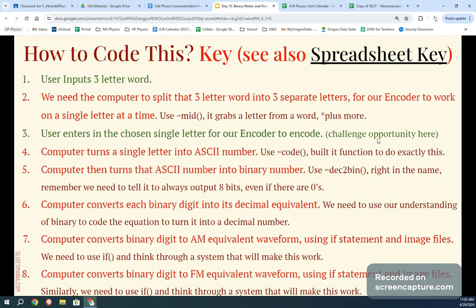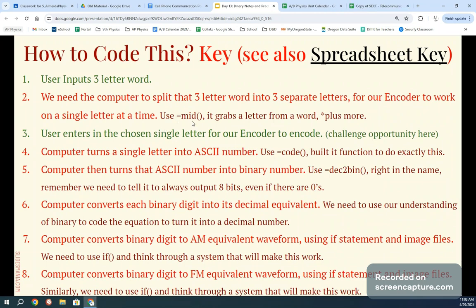Again, remember that challenge opportunity that I was talking about. See if you could get it to do more than 1 letter, right? You don't want to have to just do 1 letter, send the code, send the signal to somebody else. Do the next letter, send the signal to somebody else. It'd be nice if you saw all 3 of those at the same time, and you could just send the signal, send the signal, send the signal.